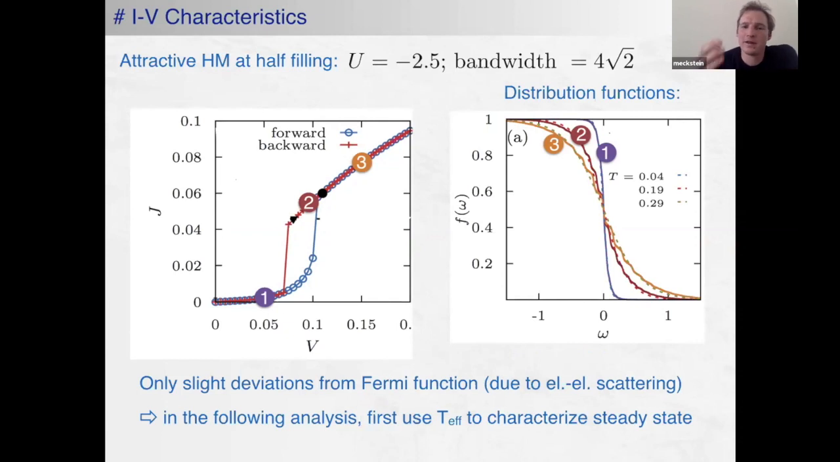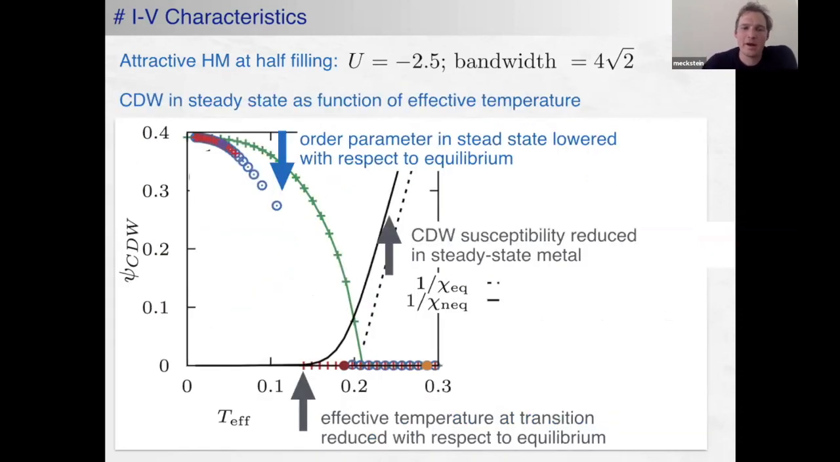Then we can compare the order parameter in the steady state, plotted as a function of the effective temperature in this steady state. This is the upper blue curve, which you see here. The green curve is the order parameter as a function of temperature in equilibrium. The order parameter as a function of the effective temperature in the current-driven state is actually reduced. So it's not just a thermal mechanism, but it's really the current, in addition to the thermal mechanism, that suppresses the order parameter even further.